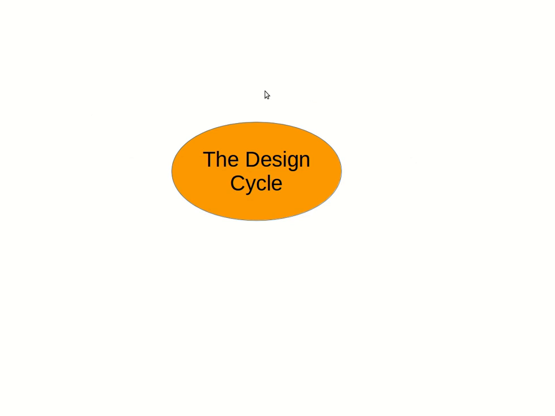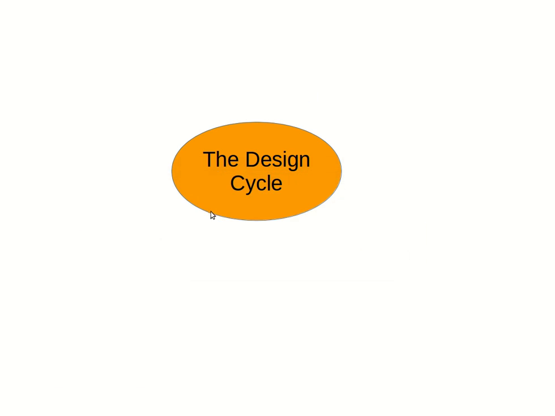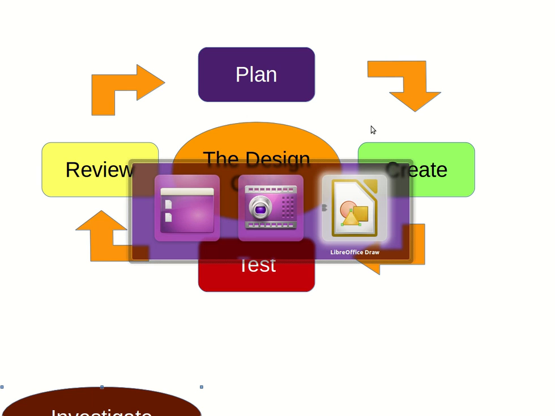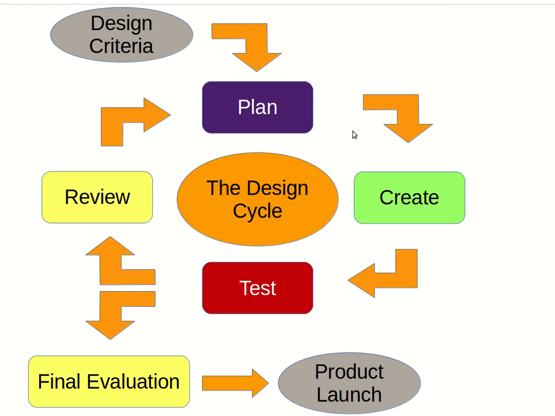So let's recap in more detail. We've got plan, create, test and review, and then this loops back into possibly a second round of a design cycle where you're going to refine your prototype. Now if we look at this with slightly more detail, your design criteria are given to you and they initialize your first plan.